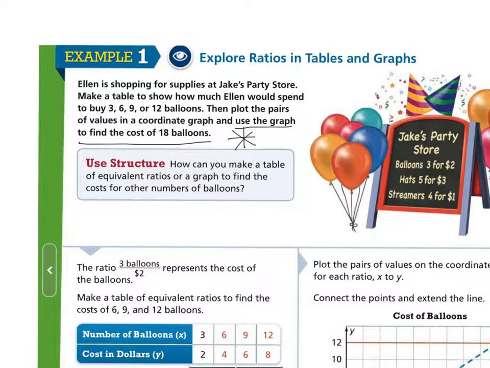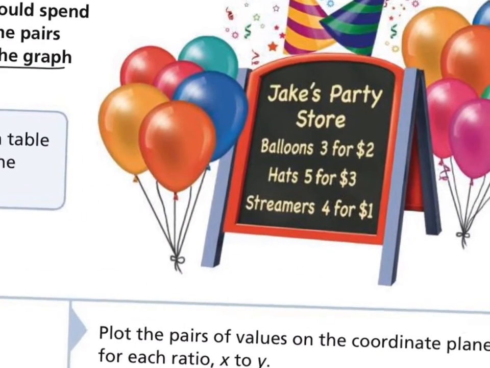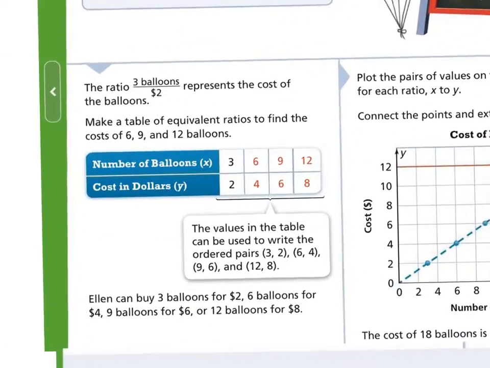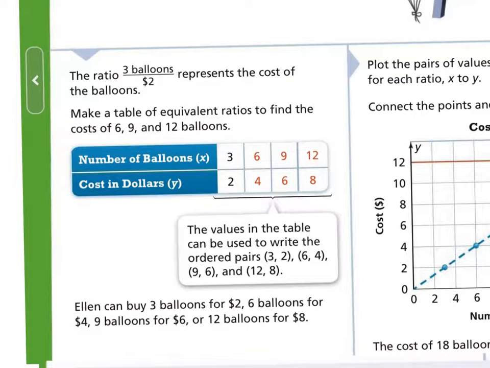They are asking us to try to use the graph to make a prediction for our cost for 18 balloons. So you can see what the cost is here. Really the balloons is all we're looking at. So 3 for $2. So 3 balloons for $2. They made a table. They're coming up with some other points because then we can graph this and see what our line's going to look like. So they just multiplied both of those by 2, gave them 6 and 4. Multiplied them by 3, gave them 9 and 6. Multiplied by 4, gave them 12 and 8.